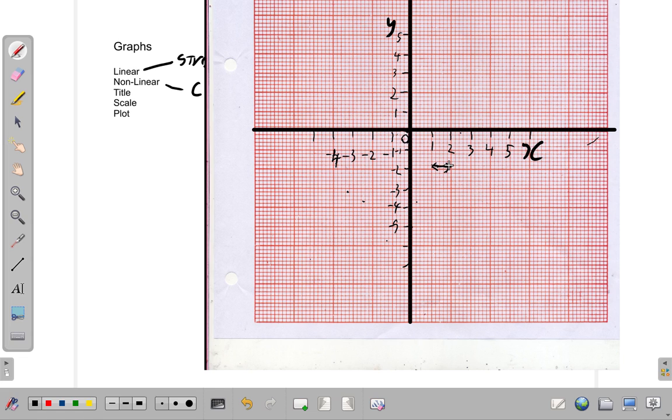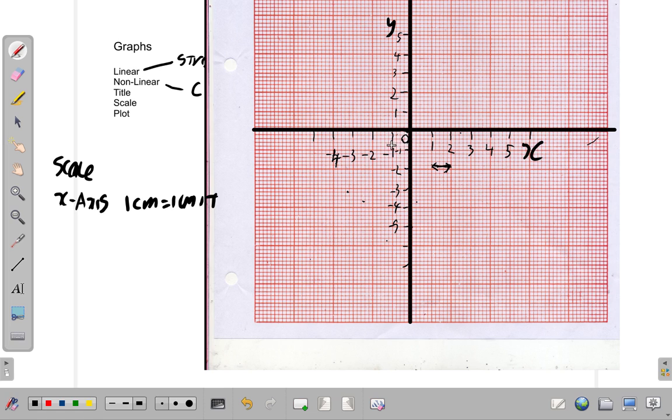So every 1 centimeter I go, I have 1 unit. So my scale here on the x-axis, I have put 1 centimeter equal 1 unit, because every 1 centimeter I move, I put 1 unit. 1 centimeter, I put 1. 1 more centimeter, 1 more unit, making 2. 1 more centimeter, I put 1 more unit, going from 2 to 3, and so on.